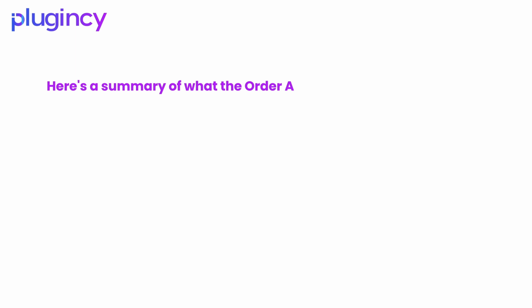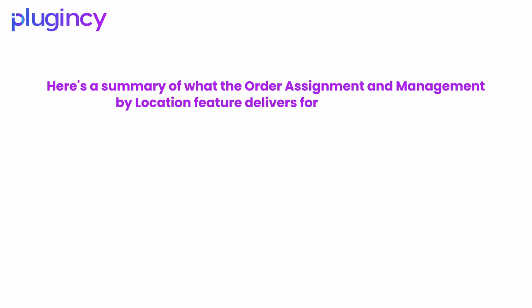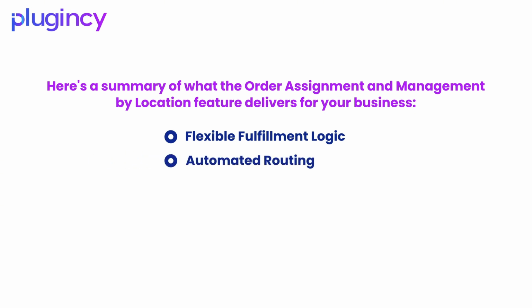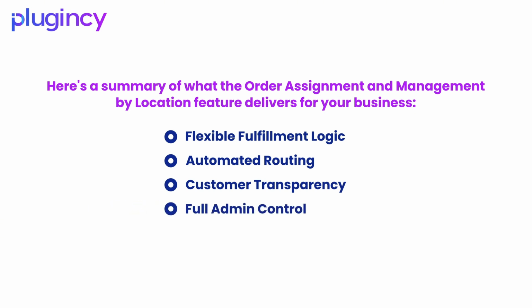Here's a summary of what the order assignment and management by location feature delivers for your business. First one is flexible fulfillment logic. Second, automated routing. Third, customer transparency. Fourth, full admin control. Fifth, product level precision.